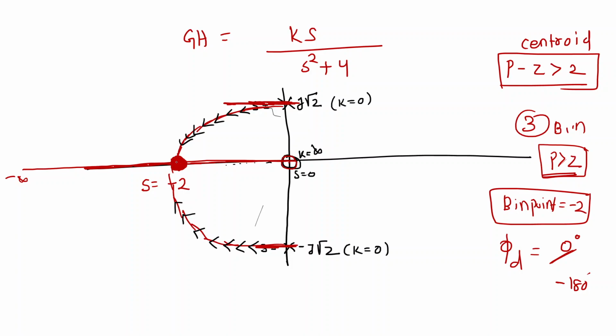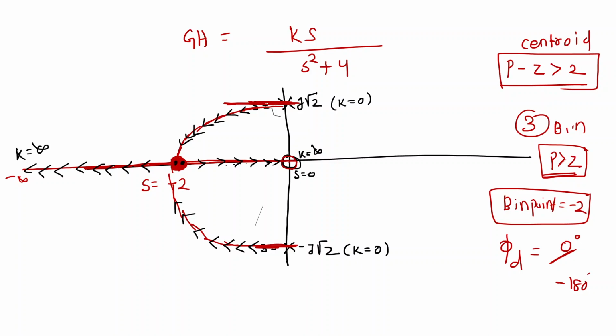After meeting at this break point, there are two poles here. One pole will go and reach 0 at the origin. The other pole will go in this direction and reach the negative real axis at infinity. So here k equals infinity, and here also k equals infinity. This is the complete root locus diagram. Are you following me?